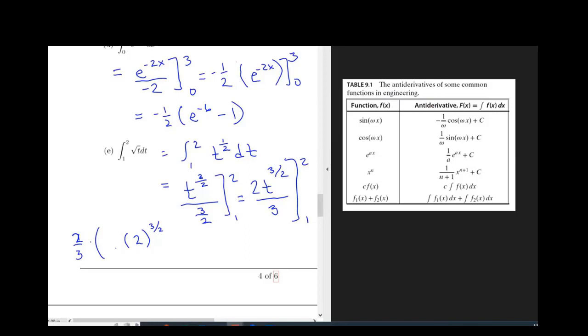We have 2/3 times t to the 3/2. First we plug in 2, and then we subtract and we plug in 1. This equals 2/3. I have 2 times the square root of 2, and then obviously minus 1, because 1 to any power is 1. And I can simplify it. So let's see, we can get, actually, that's as good. I think that's perfect, just the way it is. I don't want to do anything to it.